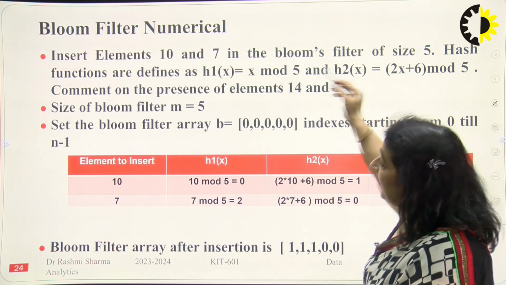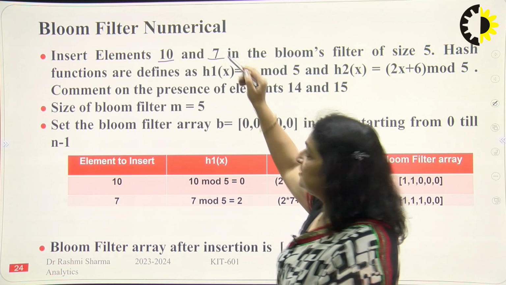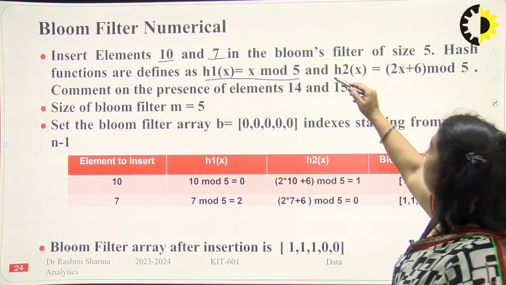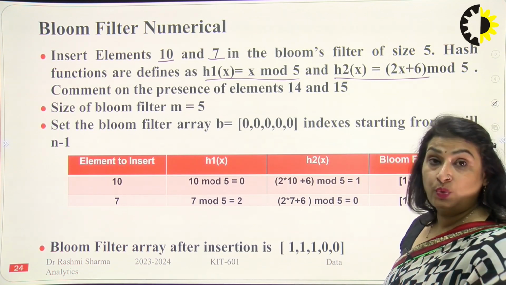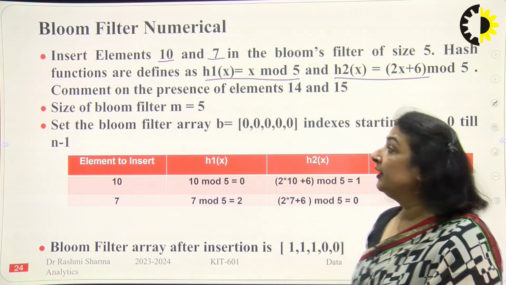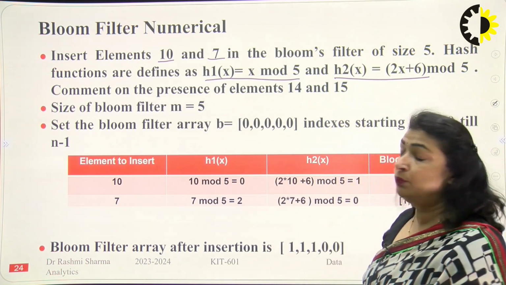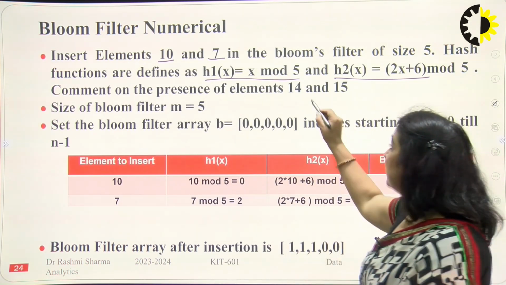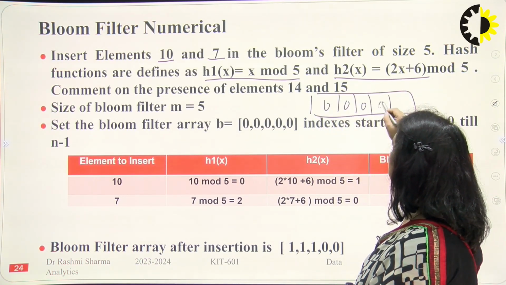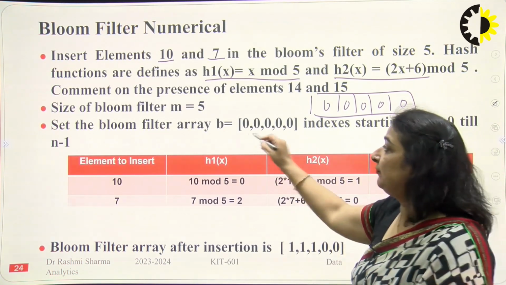I have the elements to be inserted as 10 and 7. And the hash functions are h1(x) = x mod 5 and h2(x) = (2x + 6) mod 5, and I have to insert the strings 10 and 7. Here, the size of the Bloom filter which is given is 5. That is, I have these particular bit values 0, 0, 0, 0 and 0, the 5 values which are here.